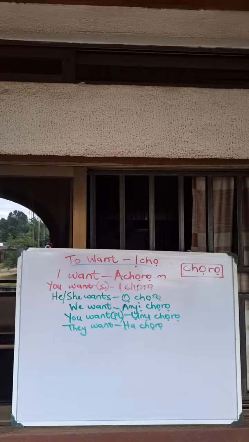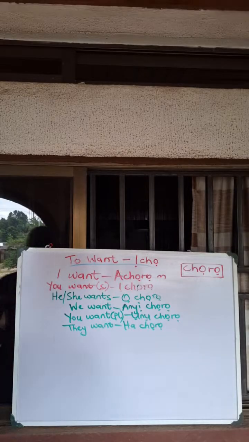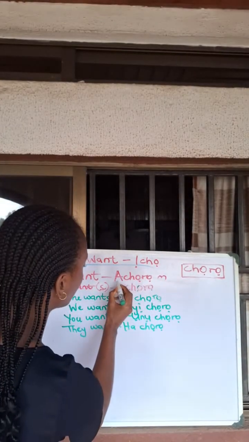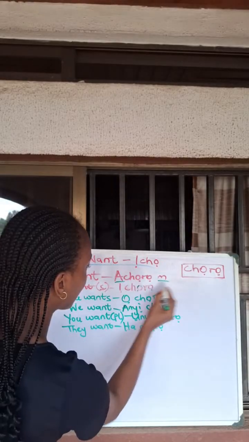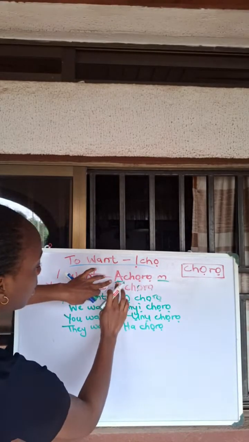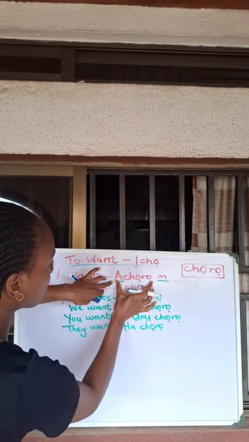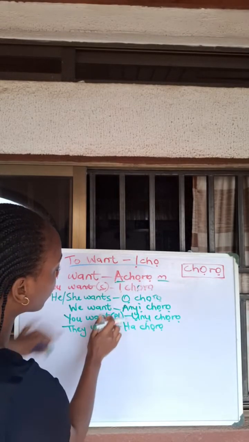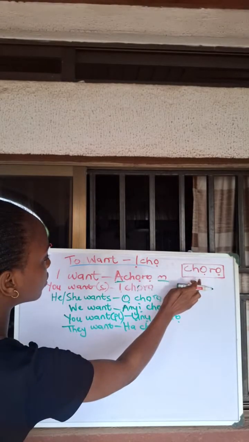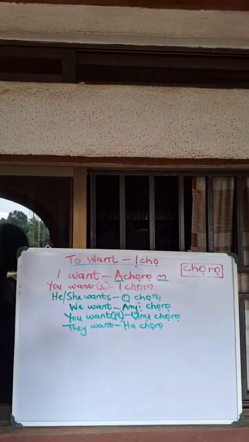Why did you space anyị chọrọ but not achọrọ m? So for I, these two letters go together, A and then the verb stays in the middle. So this is the way we write it. But the other ones stay on their own, while this one is written together with the verb.